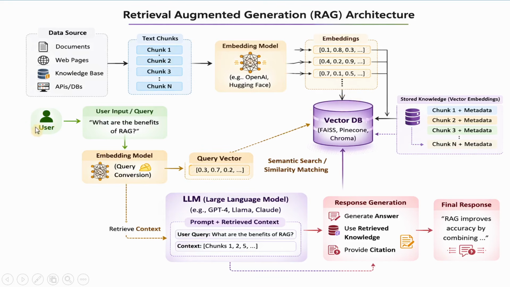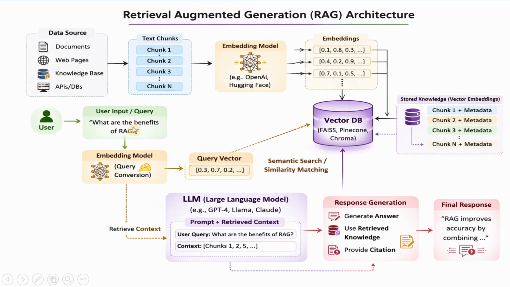Meanwhile, everything is stored in the vector DB, and then the user asks the query: what are the benefits of RAG? That will enable your LLM to search from the vector DB. Let us flow this query to the embedding model, and then there will be a query vector.